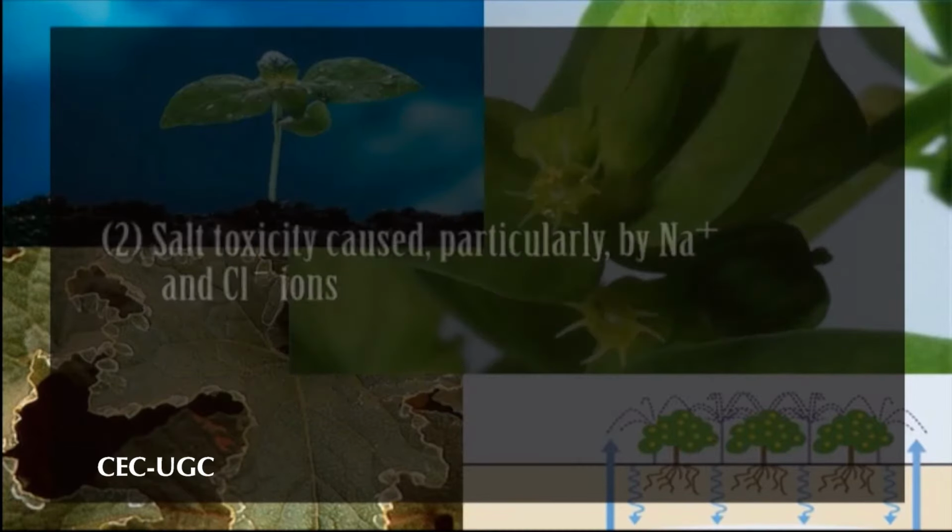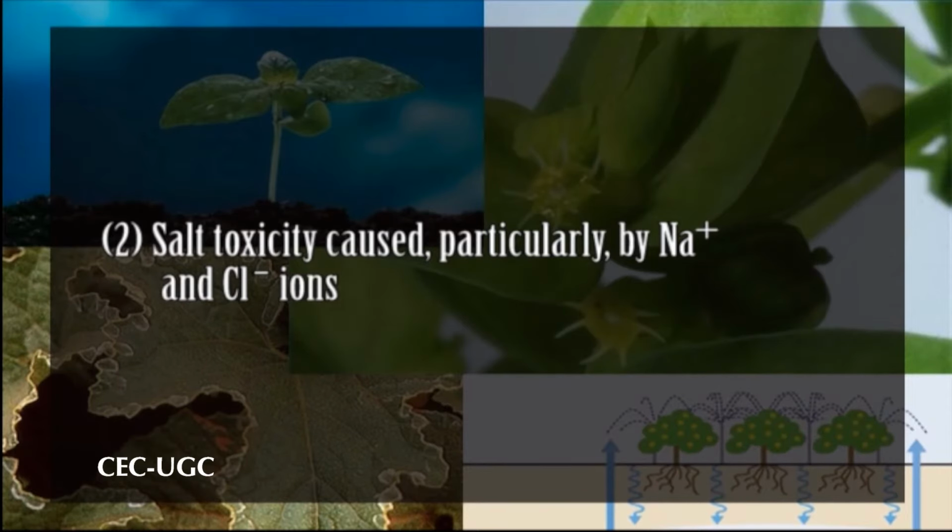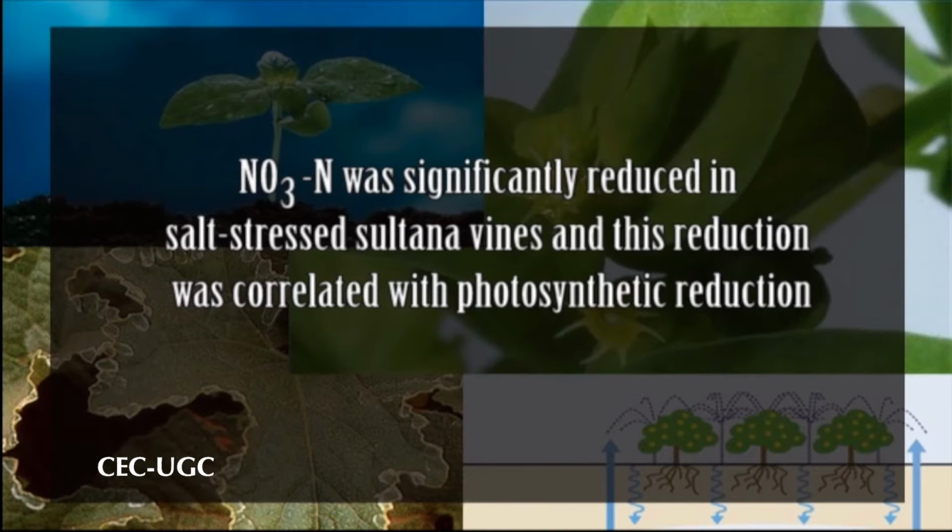Number 2. Salt toxicity caused particularly by sodium and chlorine ions. Chlorine inhibits photosynthetic rate through its inhibition of nitrogen uptake by the roots. Plant biologists found that nitrogen was significantly reduced in salt-stressed Sultana vines, and this reduction was correlated with photosynthetic reduction. The reduced nitrogen uptake combined with osmotic stress may explain the inhibitory effect of salinity on photosynthesis.